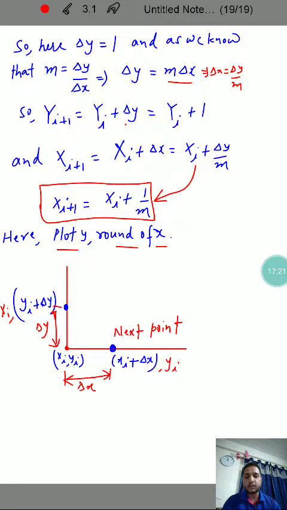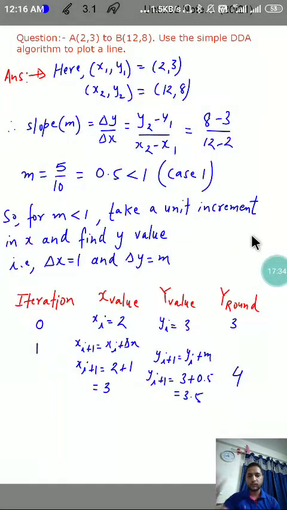So let us take one question, and it will be clear to you how we will use this DD algorithm in order to find out the pixel positions. So this is our question: a line from point A (2, 3) to B (12, 8). There are two points basically. The first, initial point is (2, 3) and the second is (12, 8). Use the simple DD algorithm to plot a line.